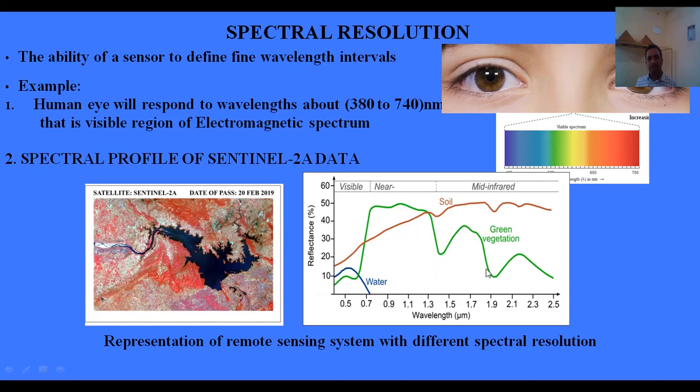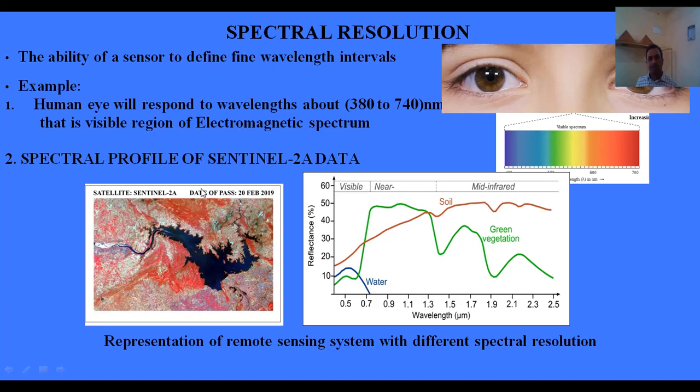Vegetation appears red in the satellite imagery. Why? Because it reflects more in the infrared region. The infrared region reflects more in the forest. This is the near infrared region. Visible region is very low, and water is very low. This red region is very high. Green vegetation appears red on the image.